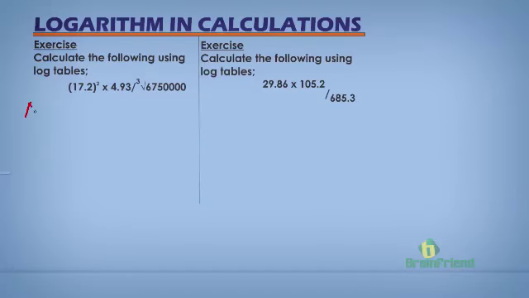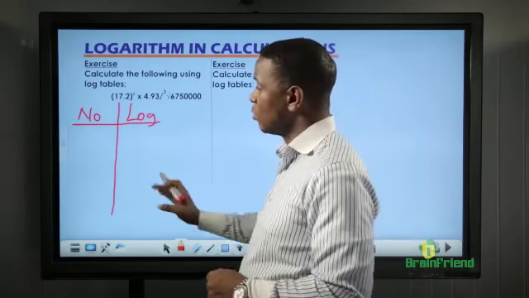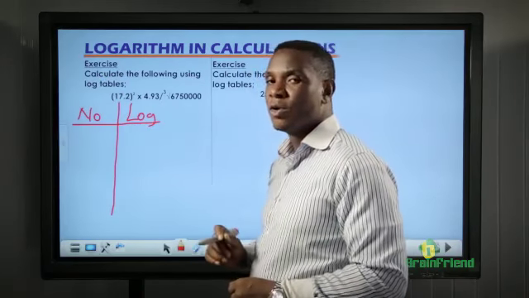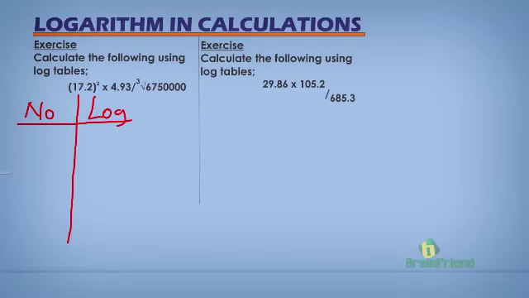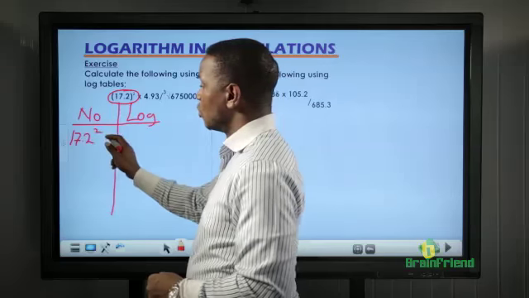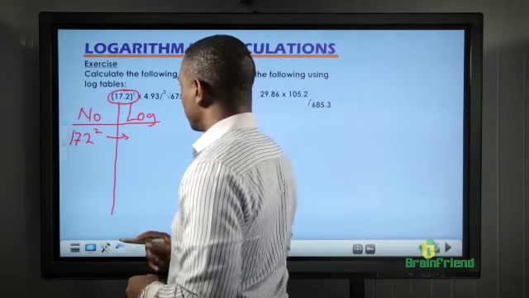So to begin, we first lay out a table so that we can do our work in a neat manner. In your table, you should have a part for your number and a different part for the logarithm of your numbers. So quickly, we'll take our first number, which is 17.2 squared. To work on this, we would first find the logarithm of 17.2.